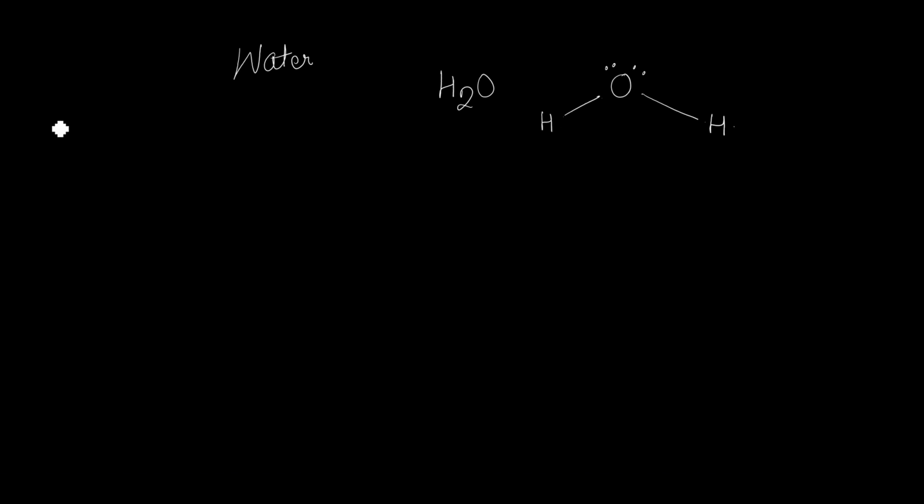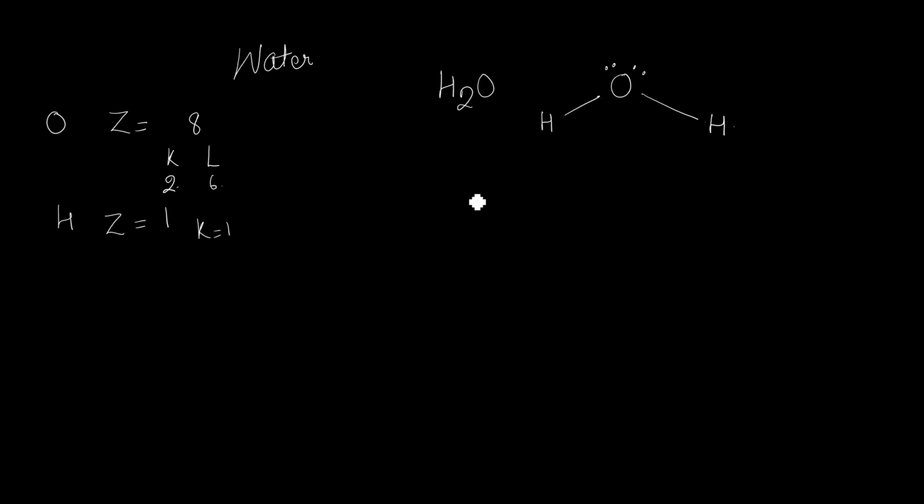So for oxygen, Z is equal to 8, the K shell contains 2 and the L shell contains 6 electrons. And for hydrogen, Z is equal to 1, the atomic number, and the K shell contains 1 electron.